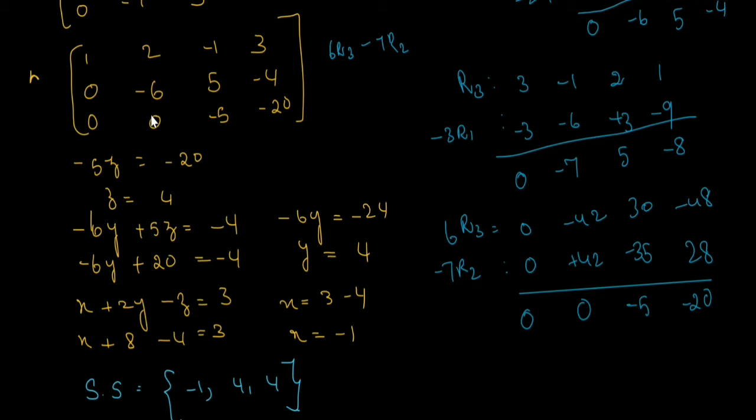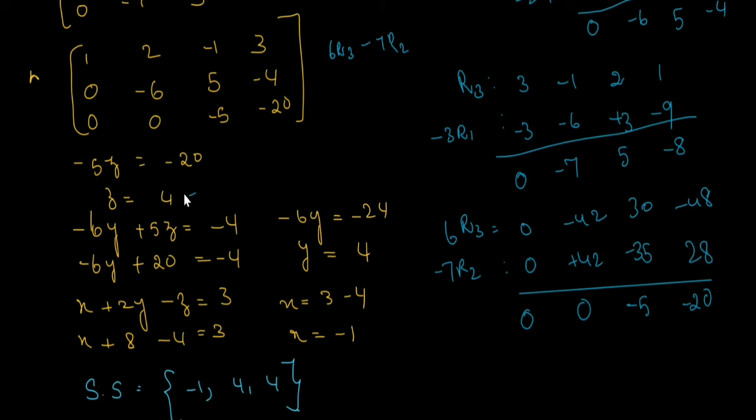Once you have echelon form, then you have to use the backward substitution. Back substitution means you have to go from the last row. So last row is minus 5 and minus 20. This is z variable's coefficient, because this is x, this is y, this is z. So write this as minus 5z is equal to minus 20. So we are going backward. So z is equal to 4.